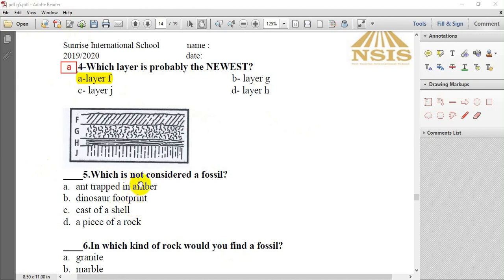Question 5. Which is not considered a fossil? Which of them is not a fossil? Ant trapped in amber, dinosaur footprint, cast of a shell, or a piece of rock? Actually, all of them are fossils except a piece of rock. A piece of rock alone is not a fossil, so letter D.